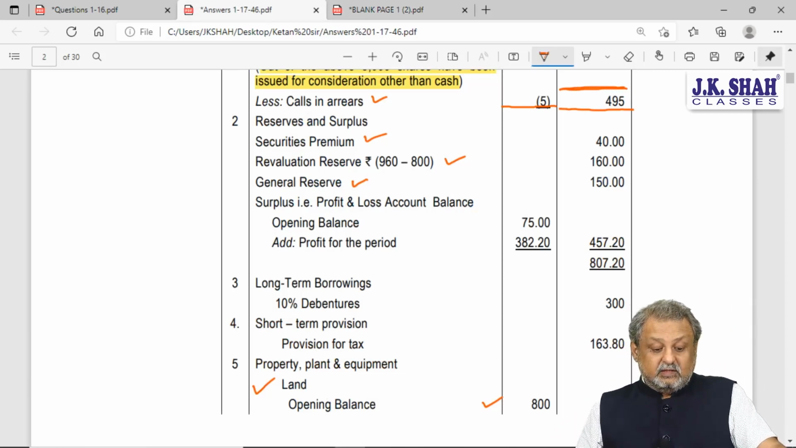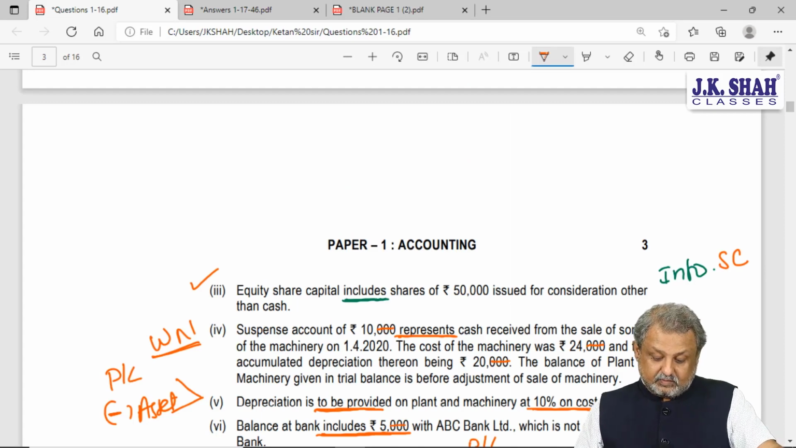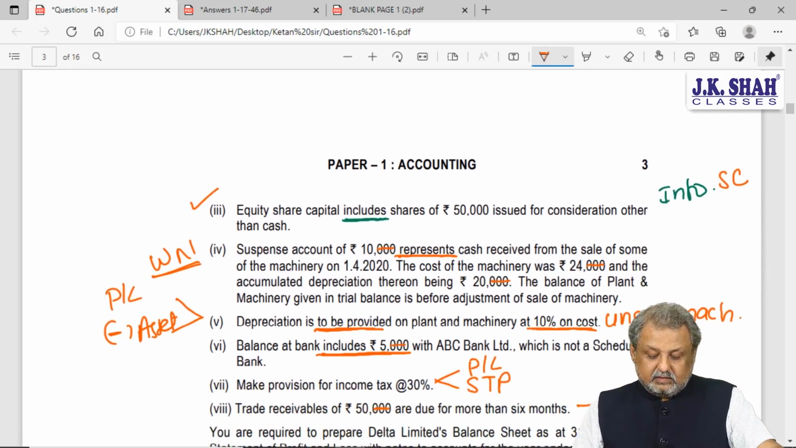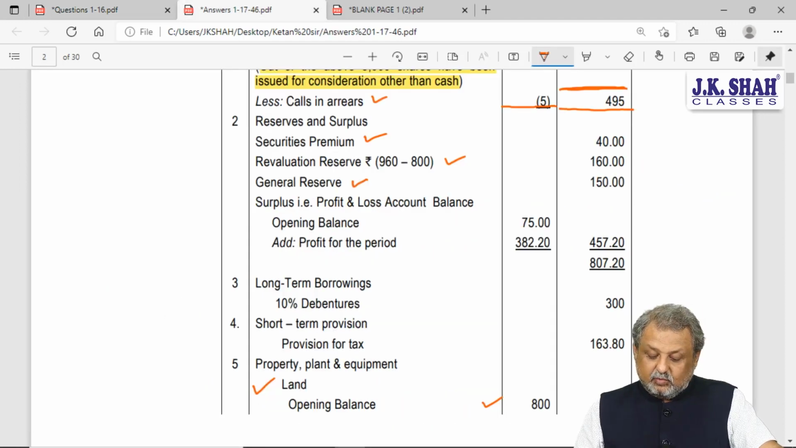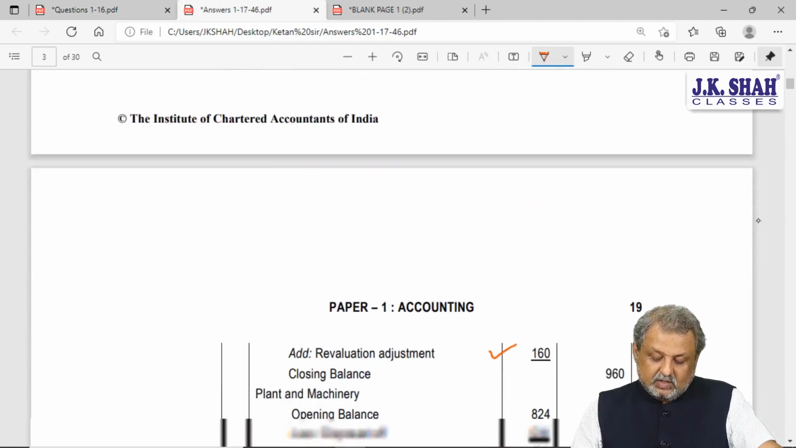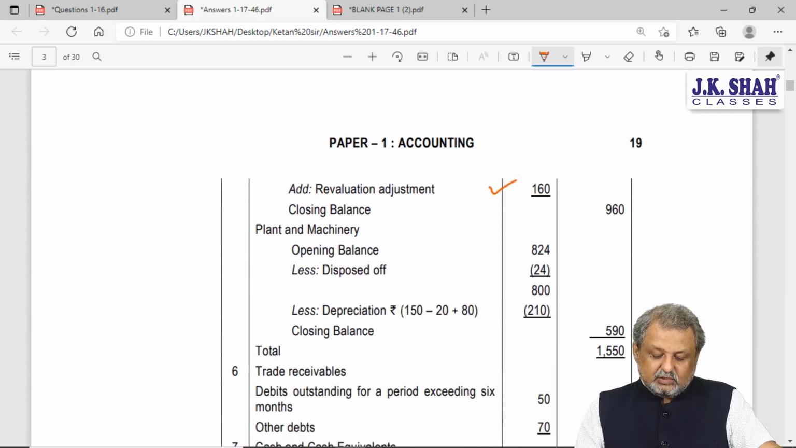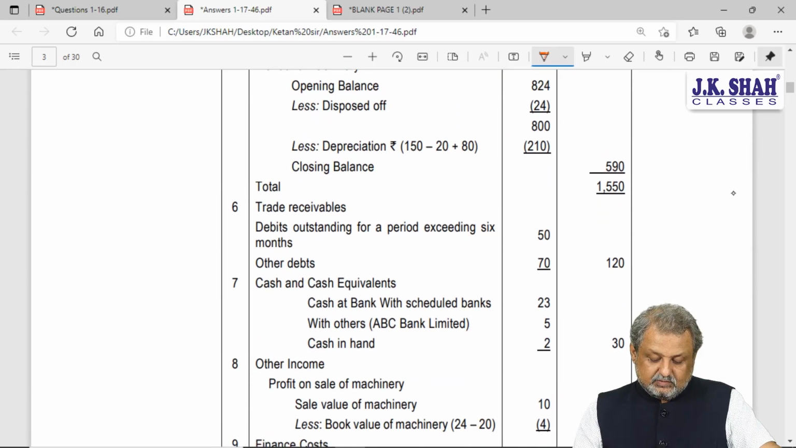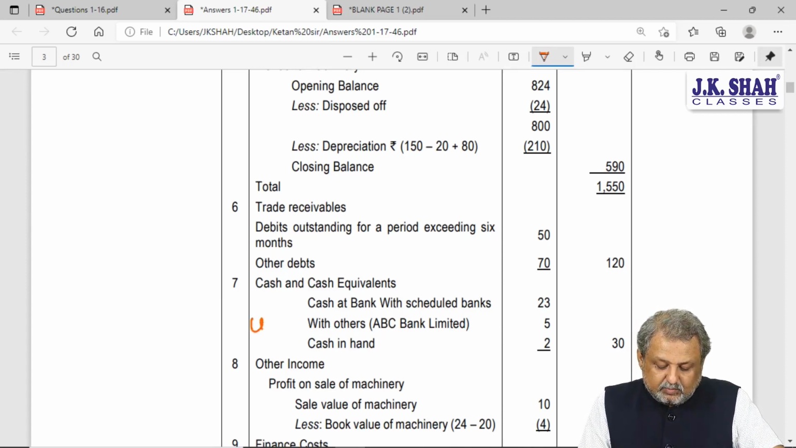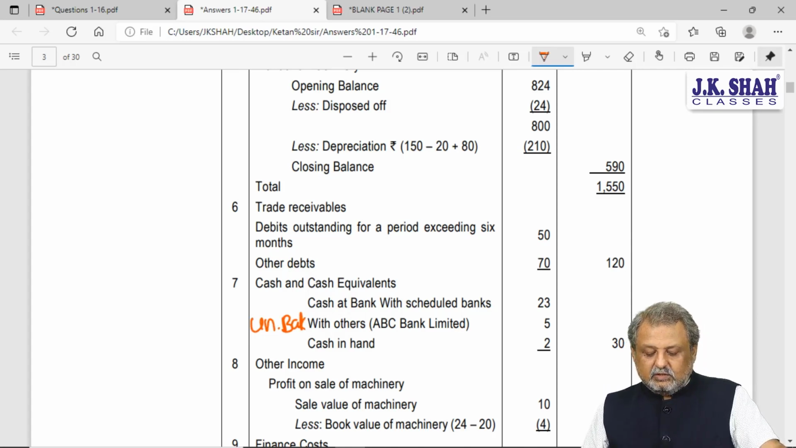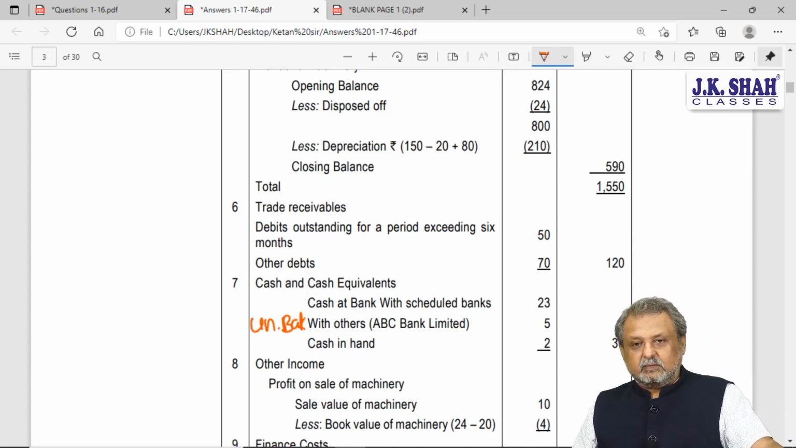So that is one thing that you will have to remember. Then depreciation also. Bank balance is again only an information. This entire plant and machinery, I showed you how to show the presentation. Cash and bank balance. Cash and bank with scheduled banks, with others, that is ABC. You may write this in bracket, unscheduled bank. They have just written with others. You may write it as unscheduled bank.